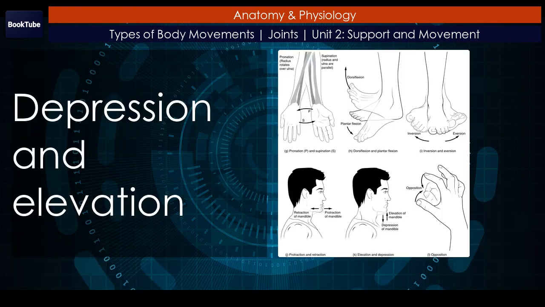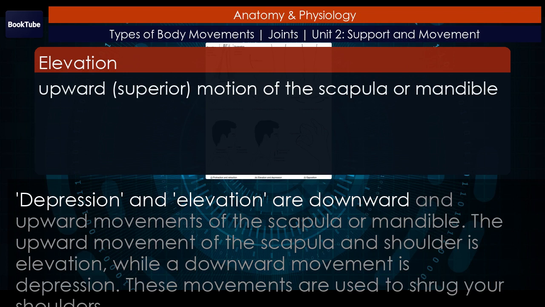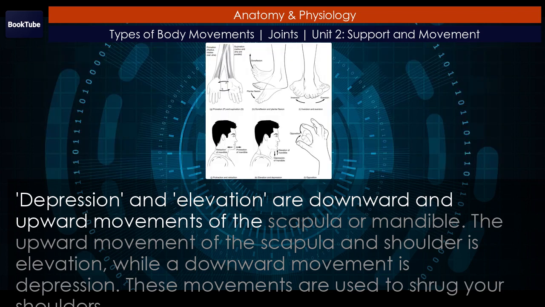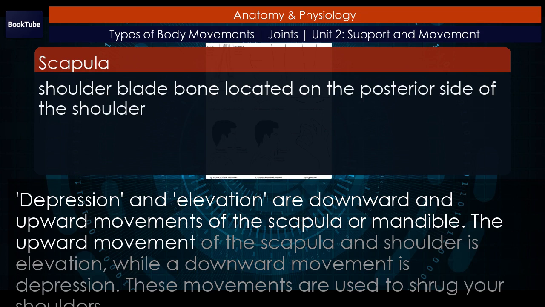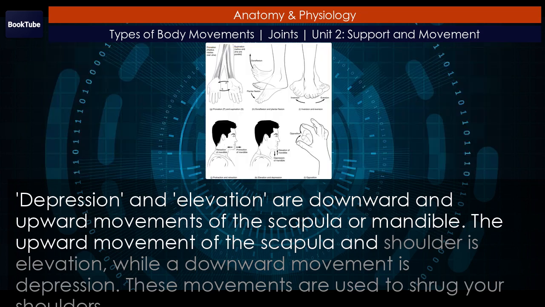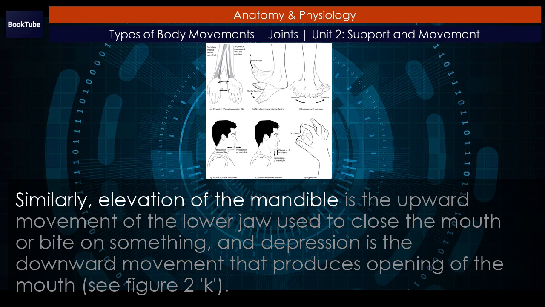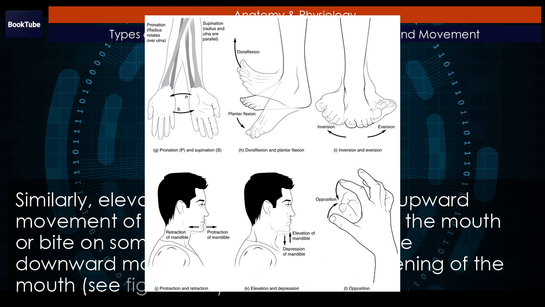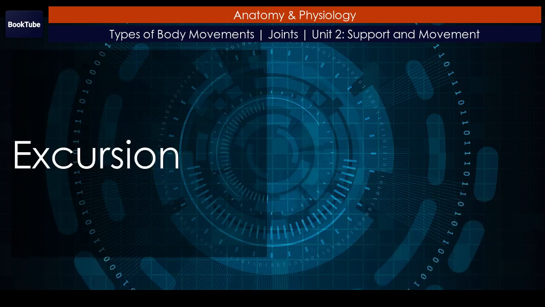Depression and elevation. Depression and elevation are downward and upward movements of the scapula or mandible. The upward movement of the scapula and shoulder is elevation, while a downward movement is depression. These movements are used to shrug your shoulders. Similarly, elevation of the mandible is the upward movement of the lower jaw used to close the mouth or bite on something, and depression is the downward movement that produces opening of the mouth. See Figure 2, K.